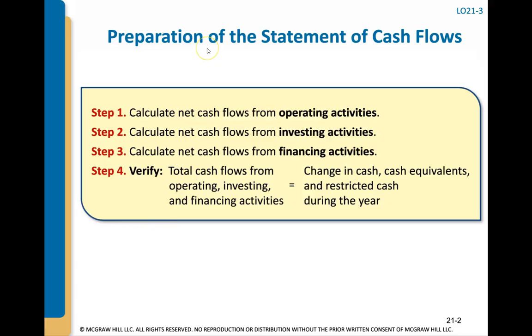When we prepare the statement of cash flows, which is the statement that is required to be reported on the 10K that shows all the cash inflows and outflows that occurred during the year from the corporation, we break it up into 3 different sections as it pertains to what types of activities occurred. First, we calculate the net cash flows from the operating activities, then investing, then financing activities.